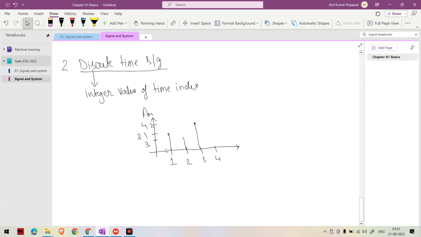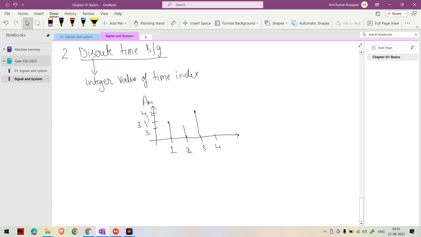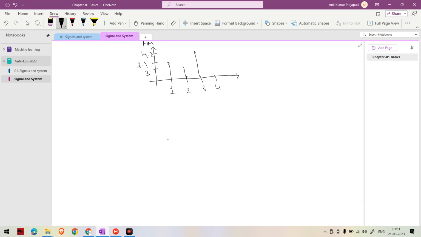So the question is how we get this type of signal. Basically, we can obtain a discrete time signal from the continuous time signal using a technique called sampling. So basically, sampling is a technique by which you can convert your continuous time signal into a discrete time signal. And you remember, this is a phenomenon of the time axis, not the amplitude axis.